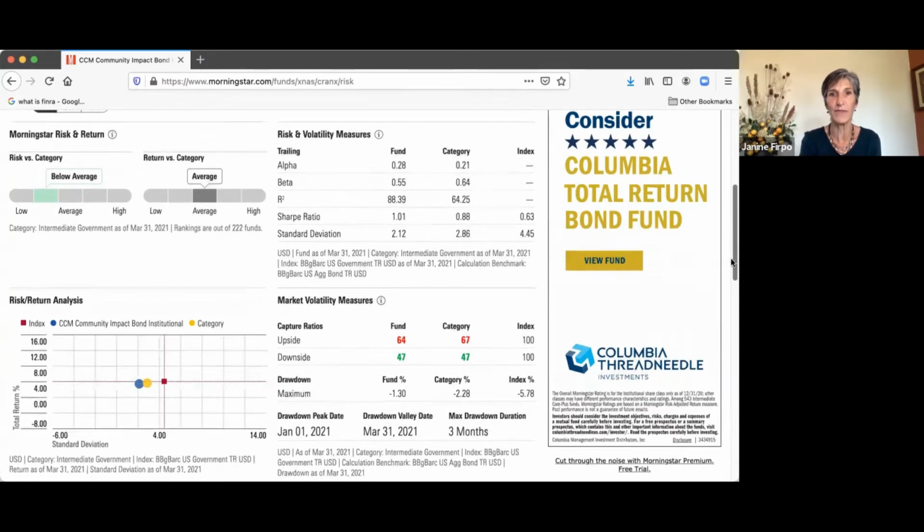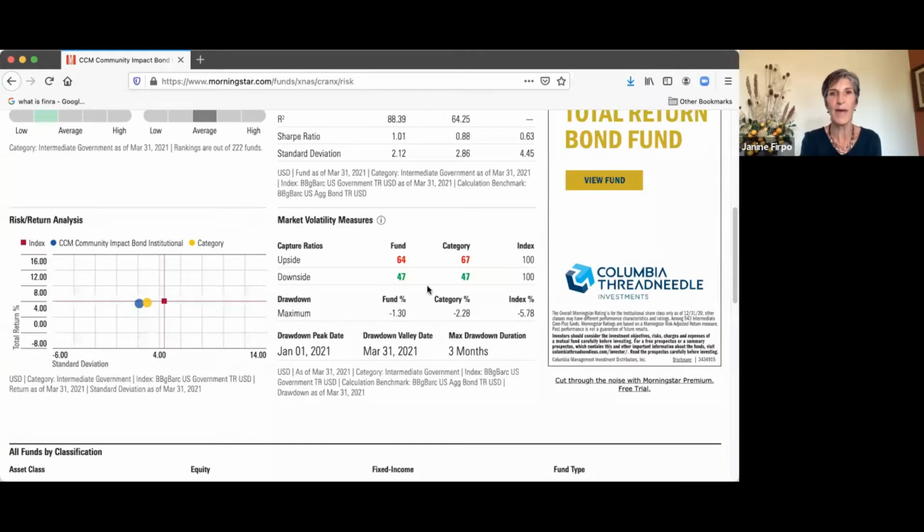Another thing that I think is valuable to look at is the maximum drawdown. And this is, in a worst case scenario, a recent worst case scenario, how much of the assets within this fund were lost during a market downturn. And in this particular case, it was 1.3%. So that gives you some sense of what a potential worst case scenario might look like, and it compares it to the category and the index. So this particular fund did a lot better than the category or the index did.